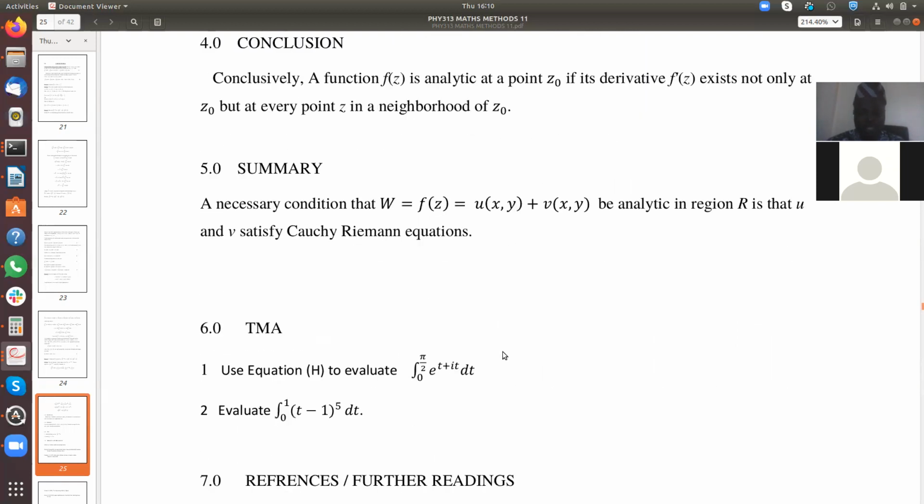So now the summary is that a necessary condition for f of z to be analytic in the region R is that u and v satisfy the Cauchy-Riemann equations. I told you this last week.